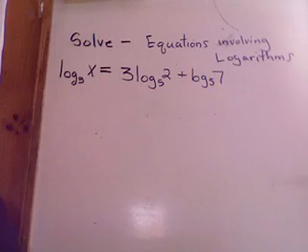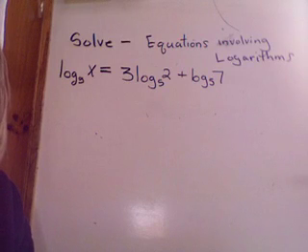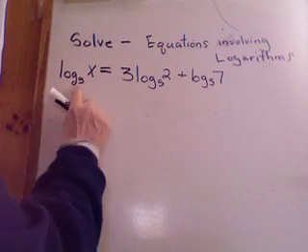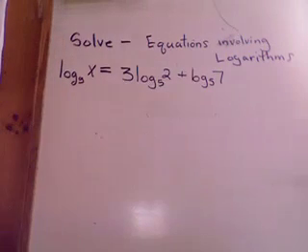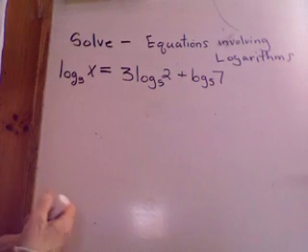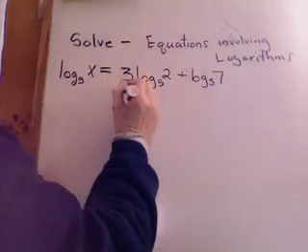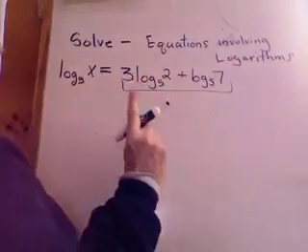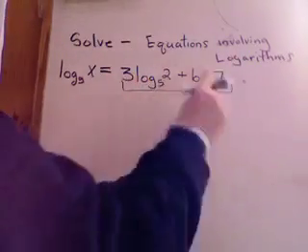Right here I have a few examples of solving for x in equations that involve logarithms. Notice first that all the logs are to the same base. They're all to the base 5. So what I want to try to do is see if I can combine this side so that I can just have one logarithm instead of two.